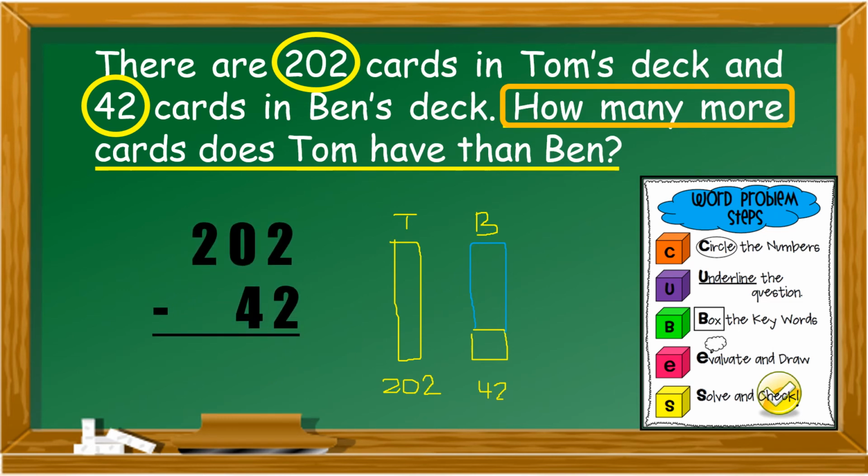So let's set it up. 202 take away 42. Let's begin with the ones column. 2 take away 2 equals 0. 0 cannot take away 4. So that means we have to rename our 2 in the hundreds column as 1 and break up that 100 that we removed into 10 tens and give it over to the tens column. So now we have 10 take away 4. 10 take away 4 equals 6. Then, because we have nothing there to take away from the 1, we will bring the 1 down. And that means that the difference between Tom's stack of cards and Ben's stack of cards is 160.